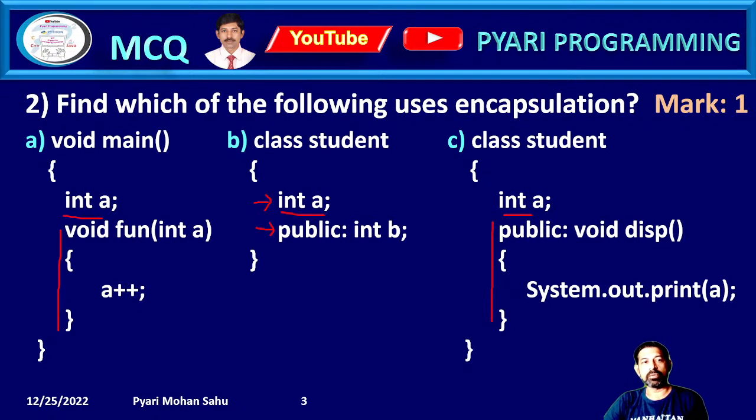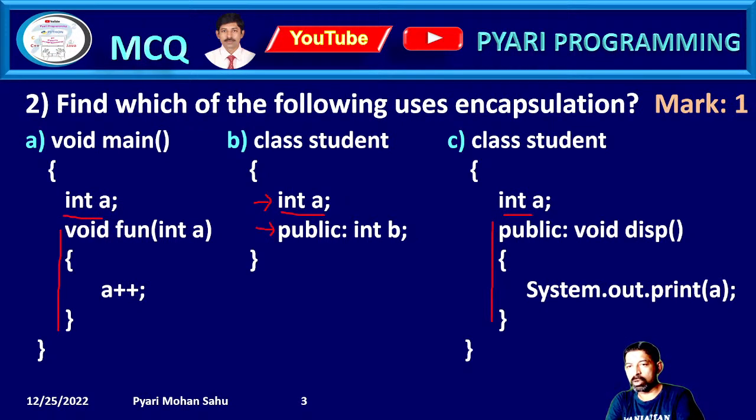In the first one, I have a method inside which I have a variable and a function. In the second one, I have a class inside which I have two instance variables, one default and another public. And in another one, I have a class inside which I have an instance variable and a method. Which one do you feel is the appropriate option? Option B. Now, why option B? Rajesh, can anybody tell me why it is option B?